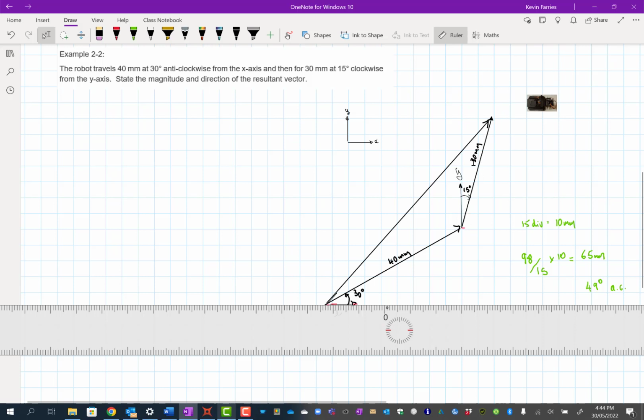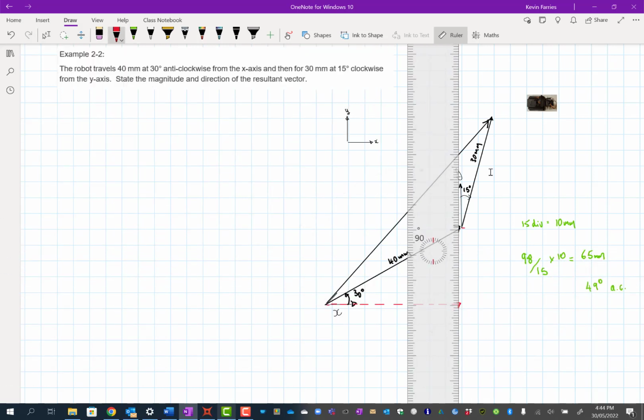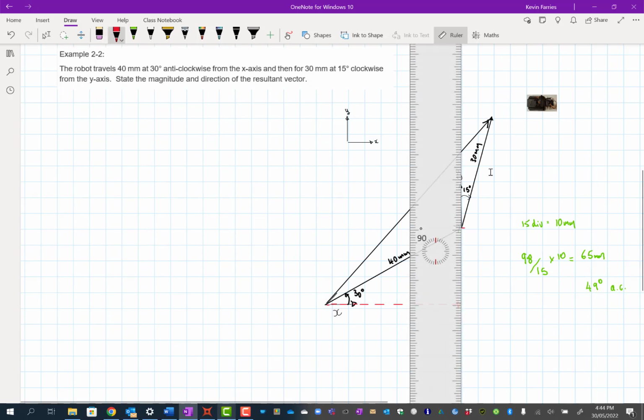And how far in the X and Y direction would I have to go to get this vector. And so essentially we're resolving these vectors into their X and Y components. That's what it's called, resolving the vectors. So I'd have to go along like so in the X direction for this first vector, the 40 millimeter displacement vector. And then I'd have to go this way to get to that point.